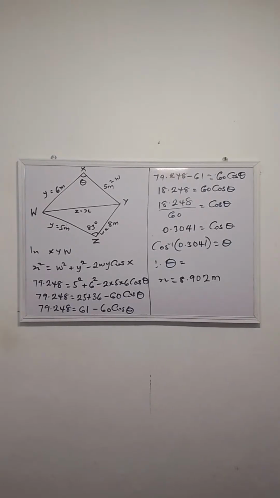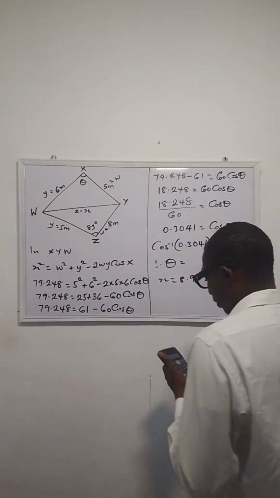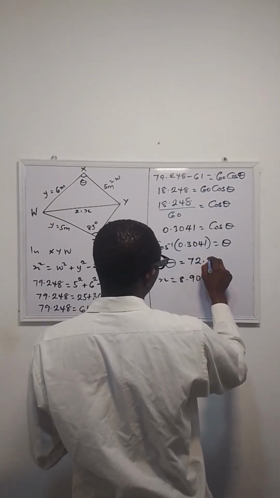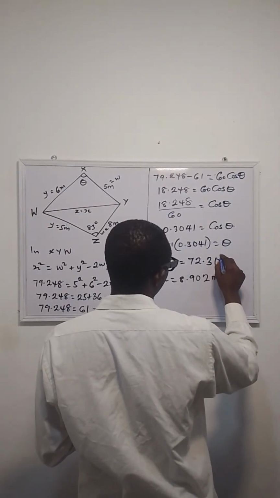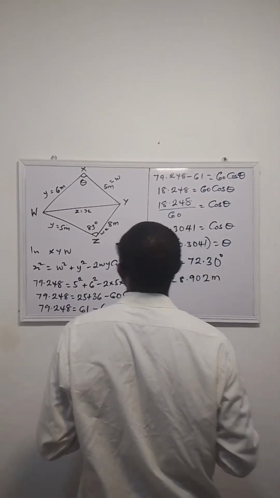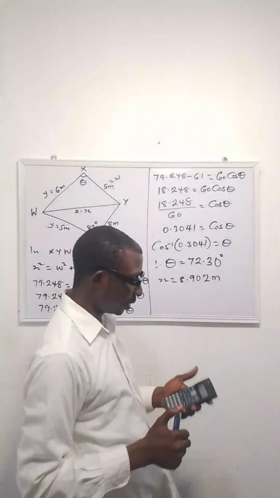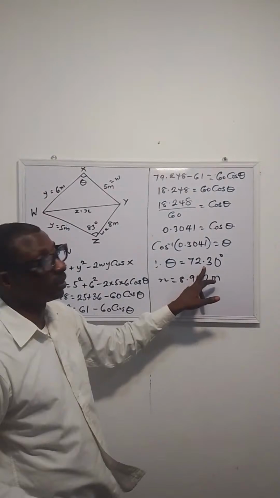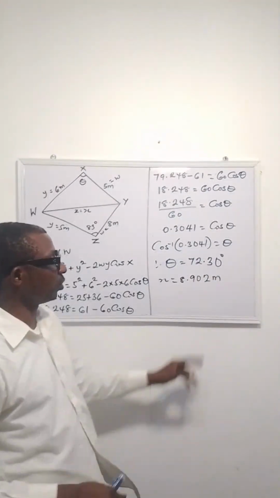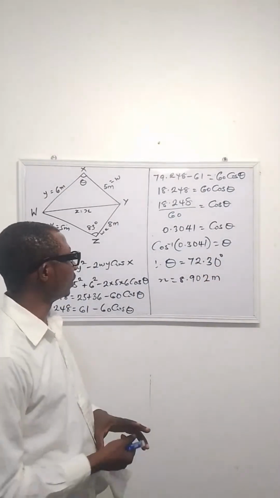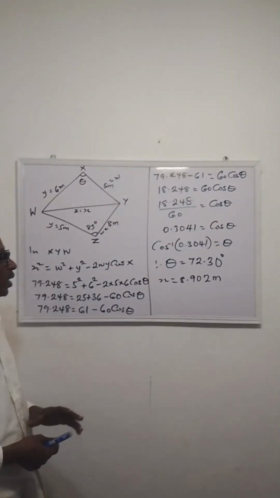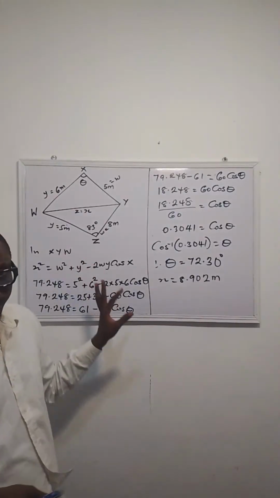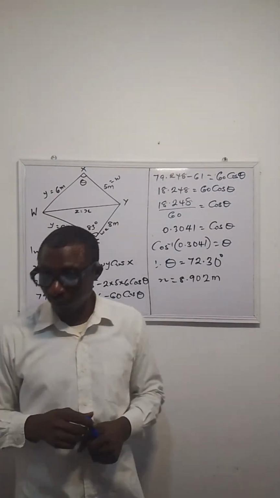So we have 72.30, which is also the same thing as 72.3 degrees. So don't forget to have a degree. So that is the question on trigonometry that we were going to look at today.